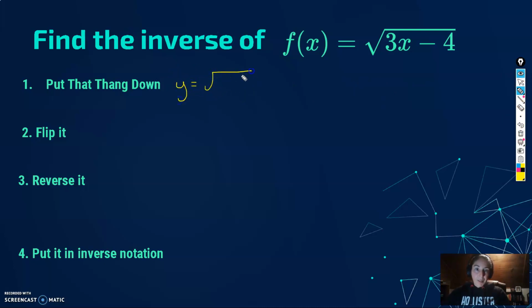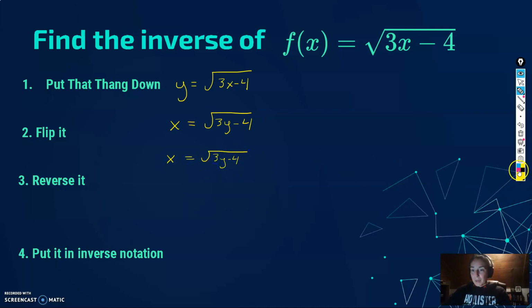Put that thing down. y equals square root of 3x minus 4. Flip it. x becomes y, y becomes x: x equals square root of 3y minus 4. Reverse it. Let's solve it back for y. So when we reverse it, x equals the square root of 3y minus 4.